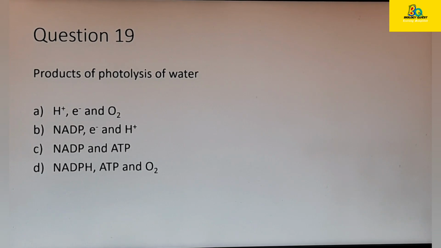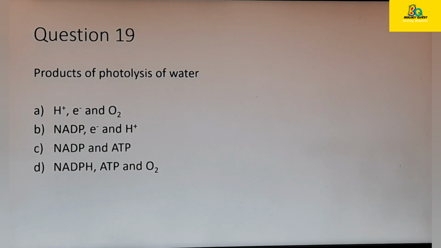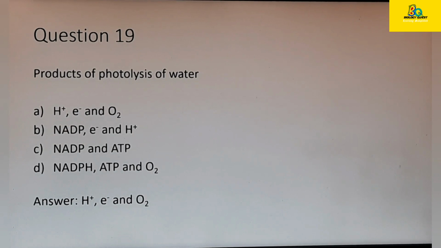Look at the options: H plus ions, electrons, oxygen; NADP, electrons and H plus ion; NADP and ATP; NADPH, ATP and oxygen. Which is the correct answer? Water splits in presence of light to form protons, electrons and oxygen. So the products of photolysis of water are option A, H plus ions, electrons and oxygen. That is the correct answer. Okay, now what happens to these products of photolysis?